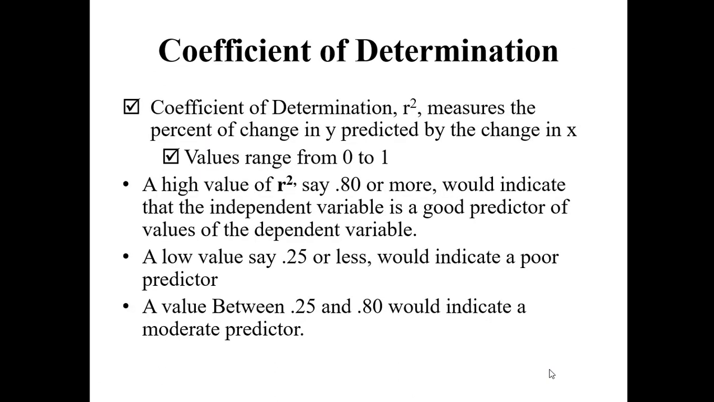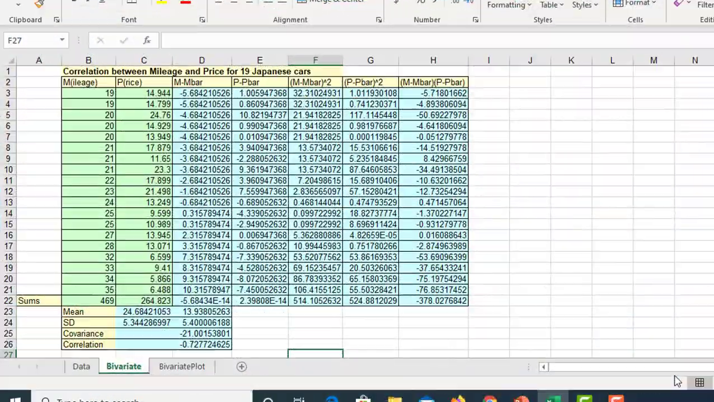Now I'm going to show you how you will use Excel to calculate correlation, covariance, and coefficient of determination in a simple Excel example. In this example, we have the correlation between mileage and price for 19 Japanese cars. This is a data set for 19 Japanese cars, in which one variable shows the mileage and the other variable shows the price. So this is my mileage and this is my price.